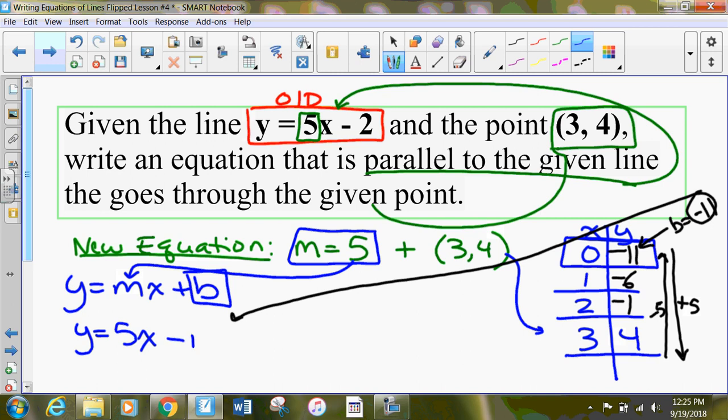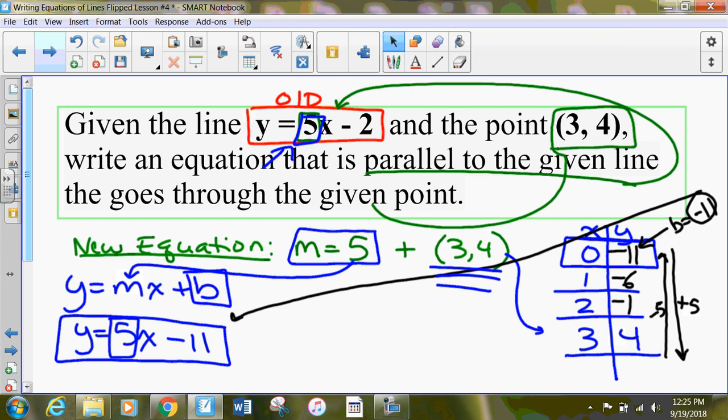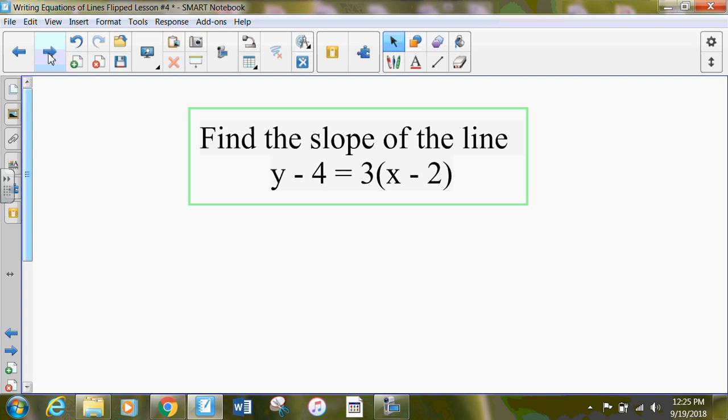Negative 11. So now what did we just do? We wrote a new equation that is parallel to our old line. That's why they share the same slope, because they are parallel to each other, and includes this point. And this point allowed us to use the long table and work backwards using the slope to get to our y-intercept of negative 11. So you can see that this new lesson is just building on our old lesson, right?